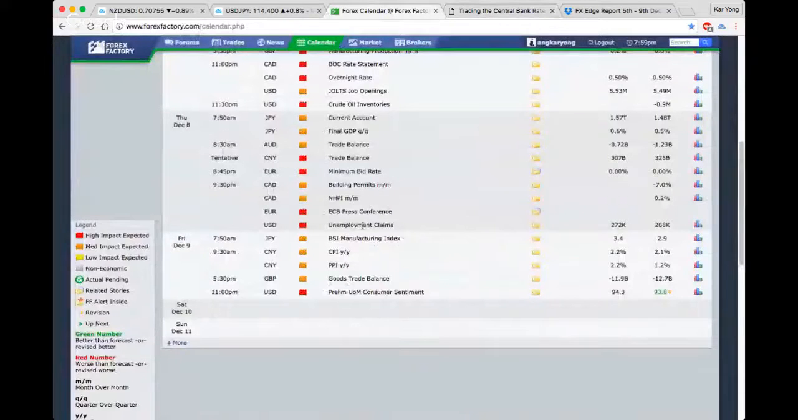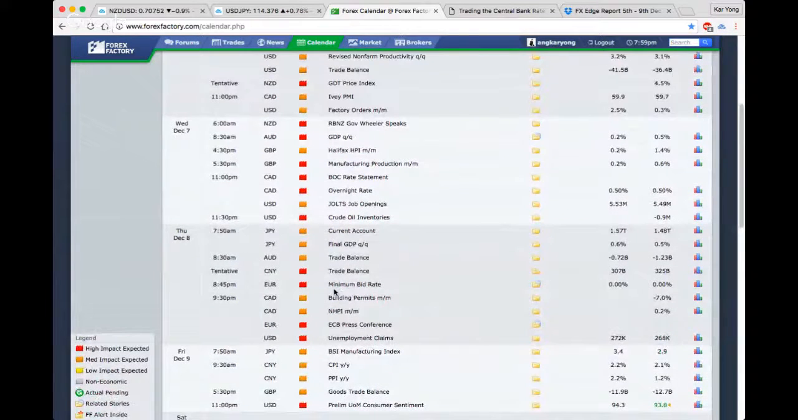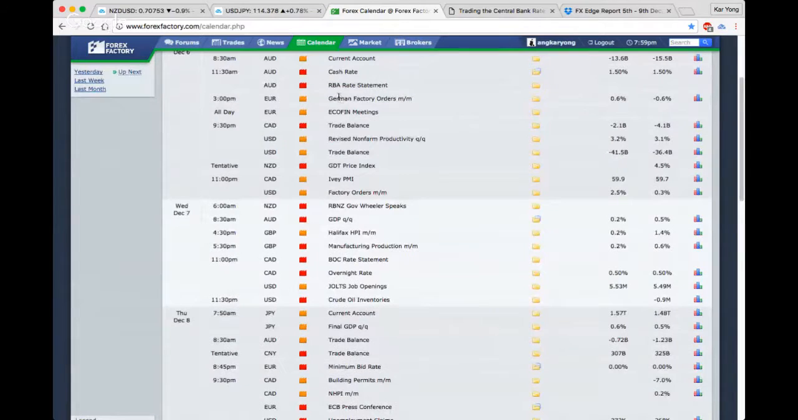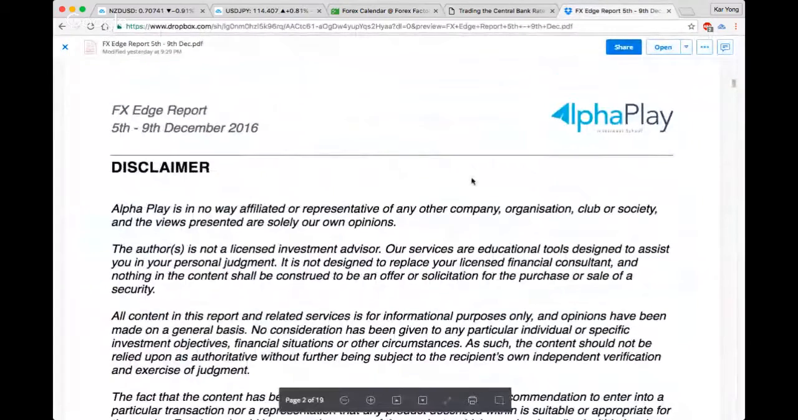Right, so that's for Thursday, around 9:30 Singapore time, and Friday is pretty quiet for this particular week. The only news that you need to take note of is actually on the dollar itself, on prelim UoM consumer sentiment. But this is not going to be a super important one. If you take into account next week, we do have the Fed interest rate FOMC meeting. So for this week, focus is definitely on the three currencies, which is Australian, Canadian, as well as the Euro. Right, so with that, let's go over to this week's FX Edge report.